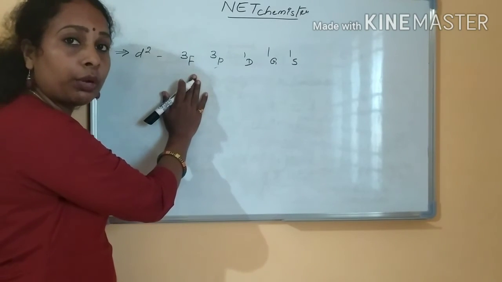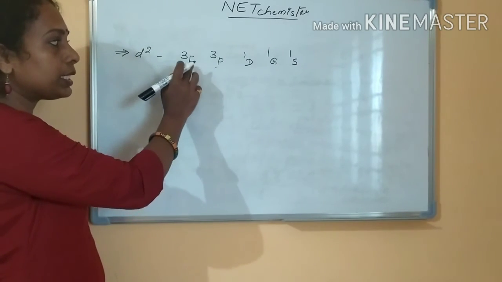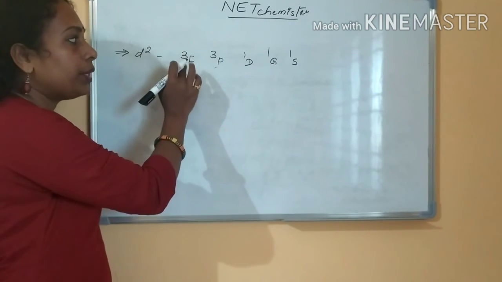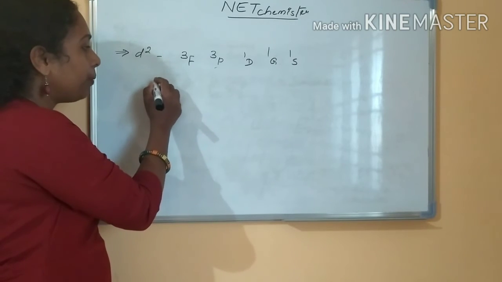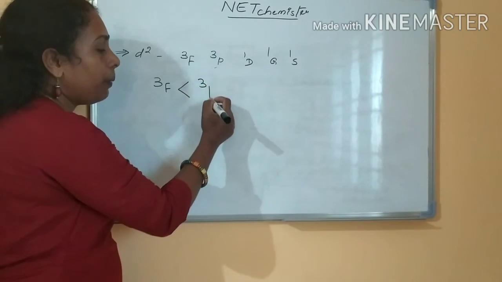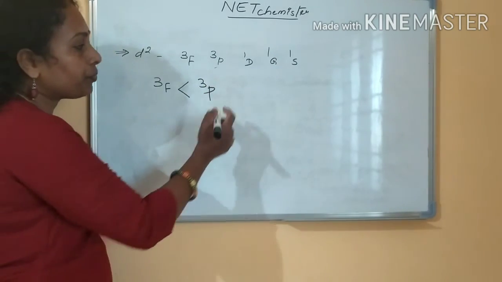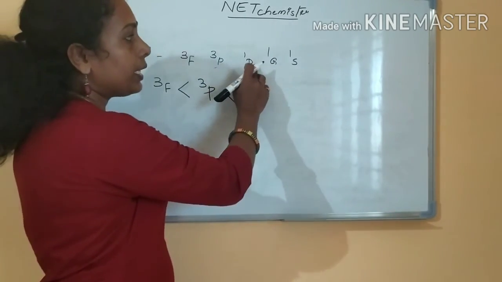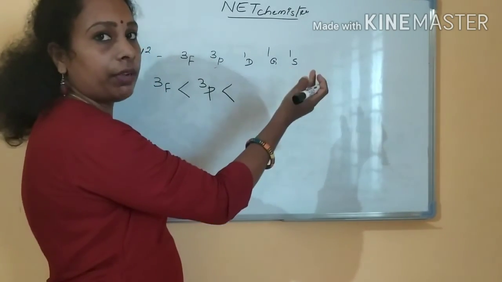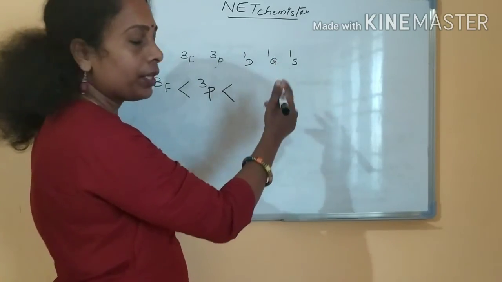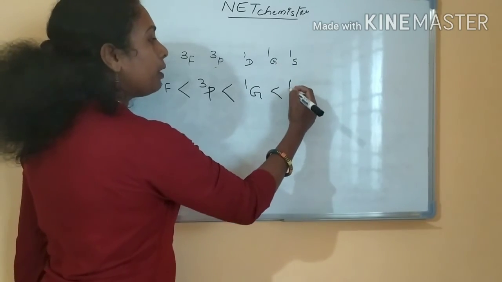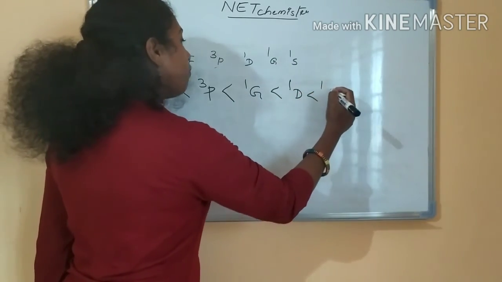So which L value do you have to consider? The highest L value. Here the highest L value in that spin multiplicity will be F, right? Then 3F will be very low in energy. Then it will come to 3P. Here you have got three singlet states, right? Which is the highest L value? Here the spin multiplicity is the same, so the highest L value is G. So I am writing 1G, then it will be 1D, then it will be 1S.